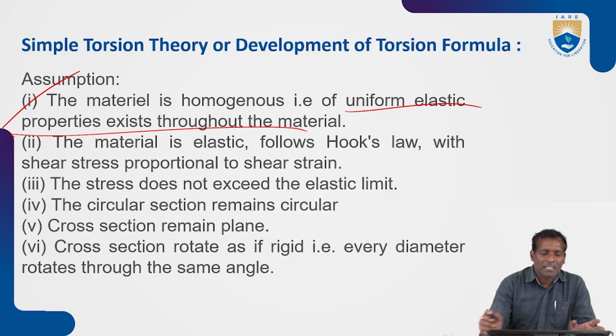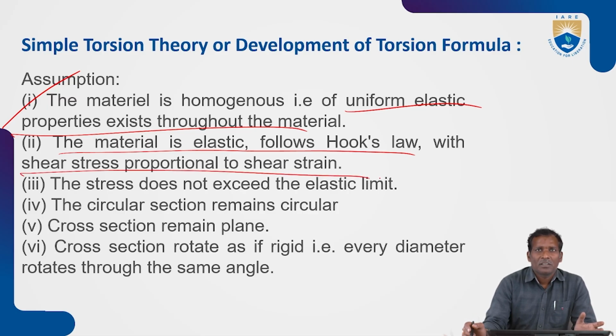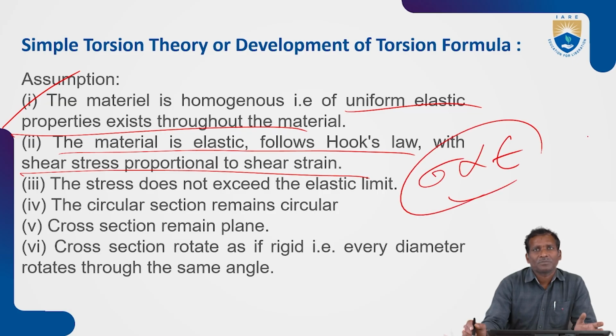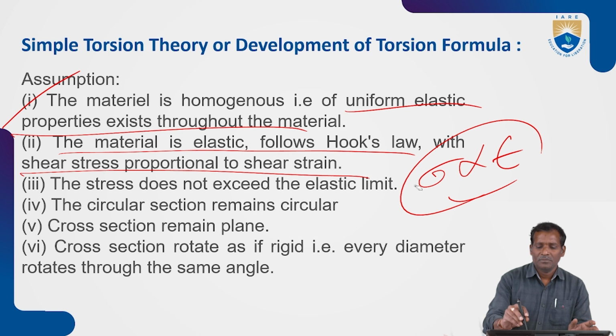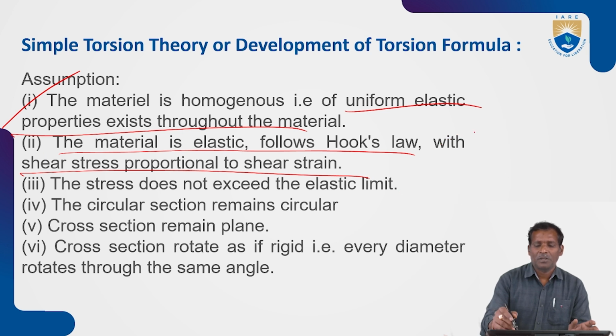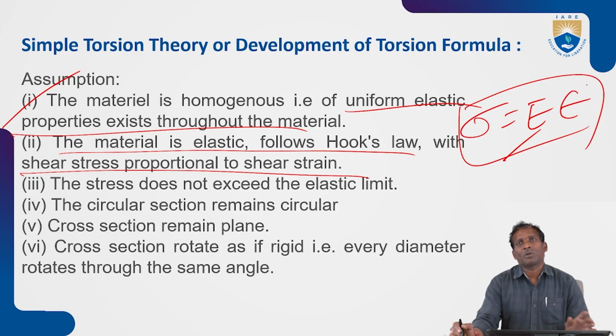The material is elastic. You know Hooke's law, with shear stress proportional to shear strain. So stress is directly proportional to shear strain. The stress does not exceed the elastic limit. Within the elastic limit only, the stress is directly proportional to strain. Already we know Hooke's law. E is the modulus of elasticity.